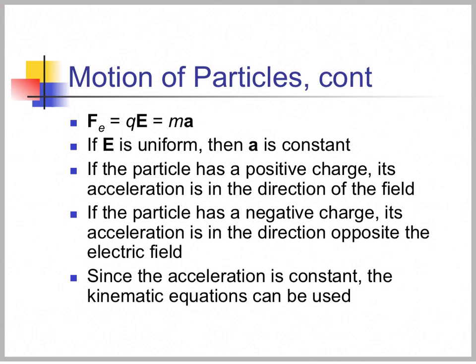So we know that the electric force is Q times the electric field, and that has to equal m times the acceleration of the charge. Looking at this vector equation, we see that if E is uniform, then a is constant. If the particle has a positive charge, its acceleration is in the direction of the field. If it has a negative charge, the acceleration is opposite the direction of the field. And since the acceleration is constant, the kinematic equations can be used.